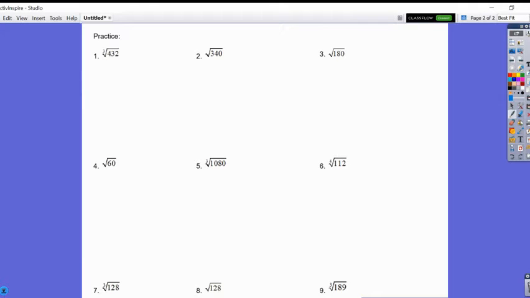I want to give you another look at an alternate version of how you might simplify a radical. This one, instead of being based on prime numbers, is going to be based on perfect squares and perfect cubes. So we need to start out talking about those perfect squares. What are those numbers that you get when you multiply a number by itself?